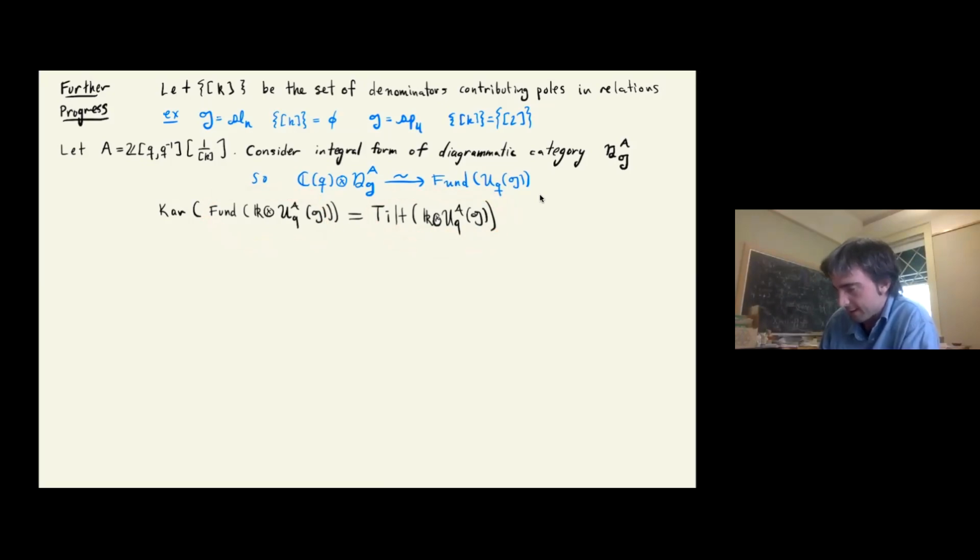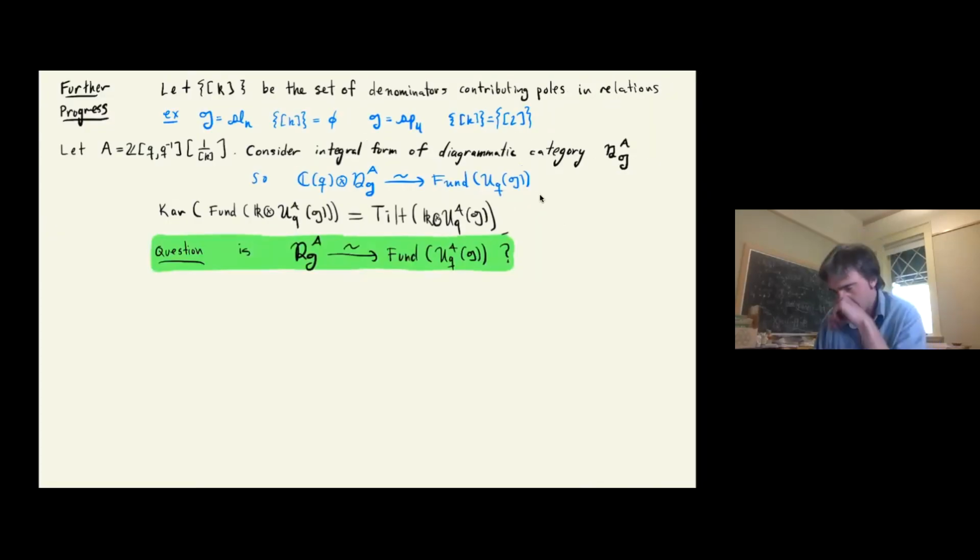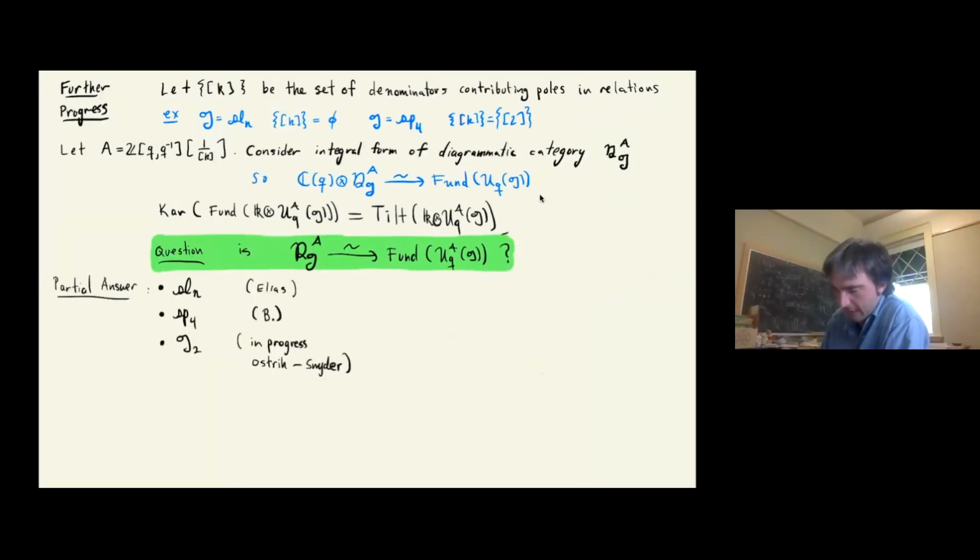The hope is to relate this category of tilting modules with the integral diagrammatic category. But it's not at all obvious that there is necessarily a relationship between this integral diagrammatic category and the category of tilting modules, even though you want there to be one. So the question is, when are these two things equivalent? The partial answer is known in some cases.